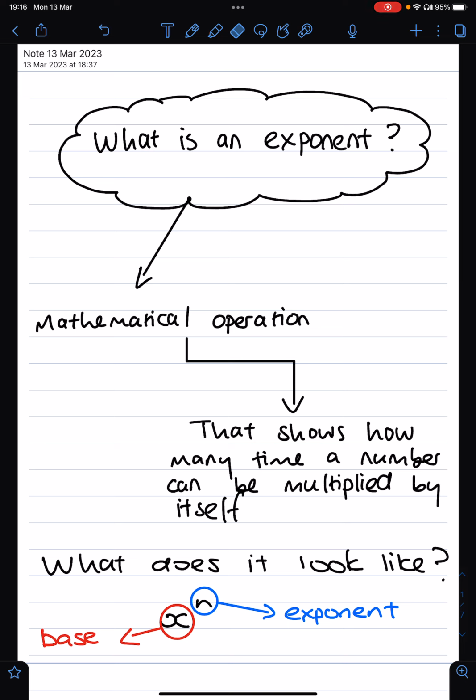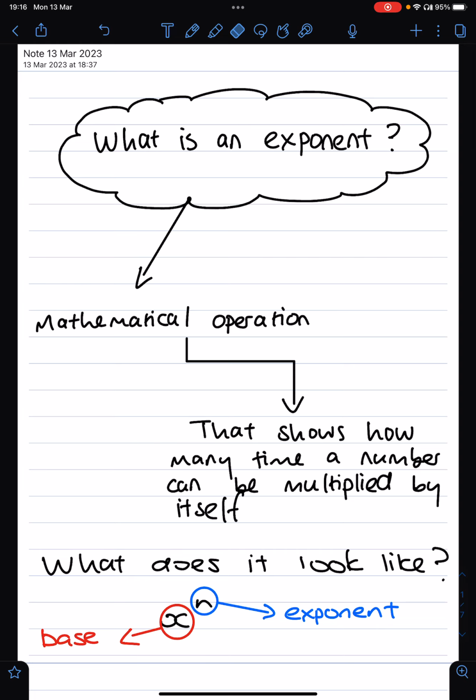In simple terms, it is a mathematical operation that shows how many times a number can be multiplied by itself. If we look at the bottom of the page, what do exponents sort of look like? Over here, we've got a variable x to the power of n, where x is our base and n is our exponent. And so exponents are traditionally on the top right of a base.